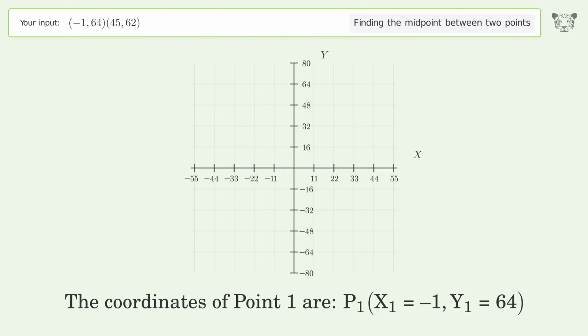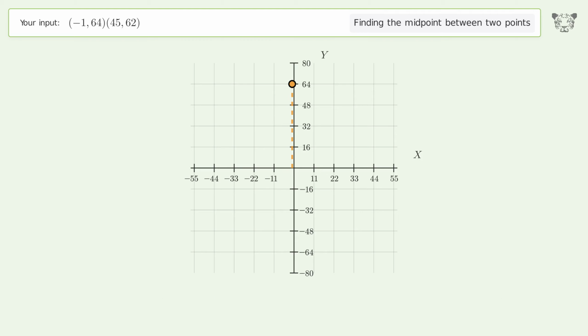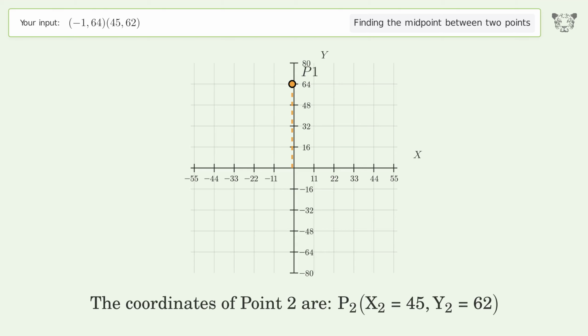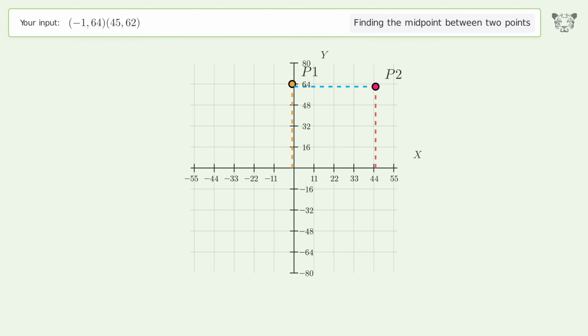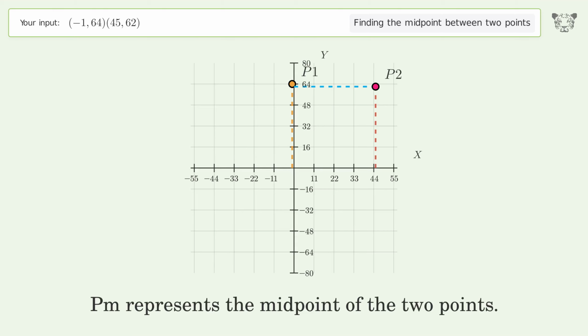The coordinates of point 1 are, x1 equals -1, y1 equals 64. The coordinates of point 2 are, x2 equals 45, y2 equals 62. PM represents the midpoint of the 2 points.